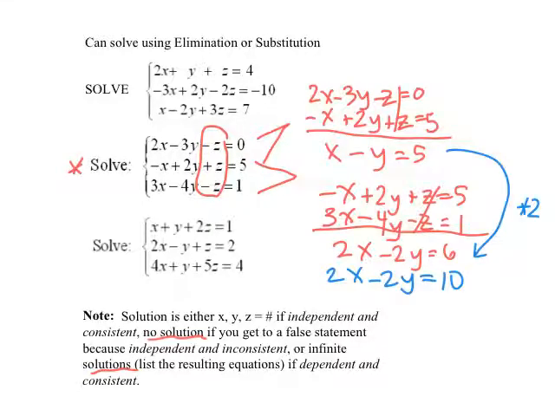All right, so I took the first two equations right here, and I could just add them together, and you get x minus y equals 5. And then I took the second two equations, I rewrote them over here. When I add them together, the z's eliminate right here, and you end up with 2x minus 2y equals 6.